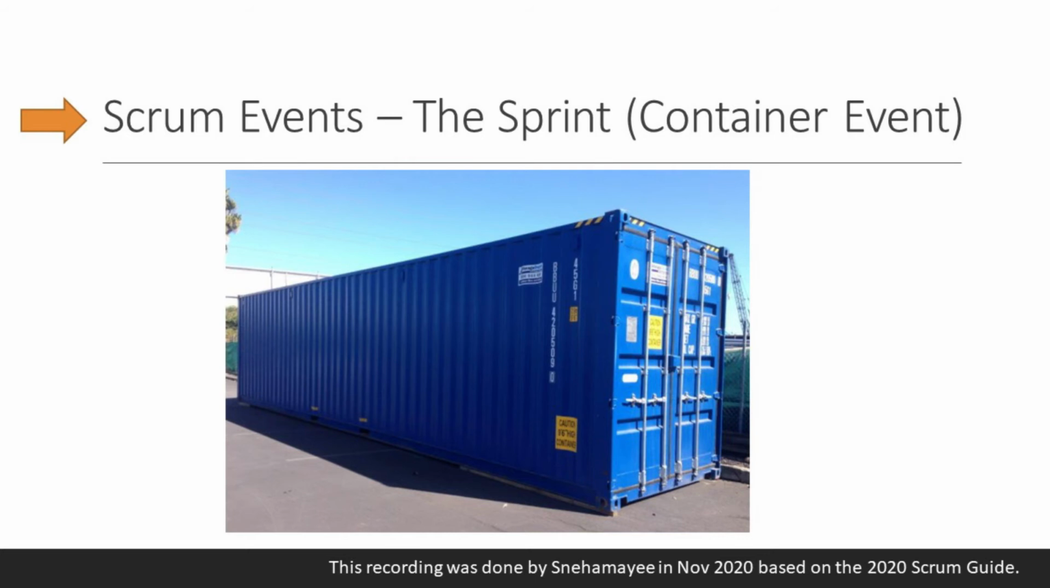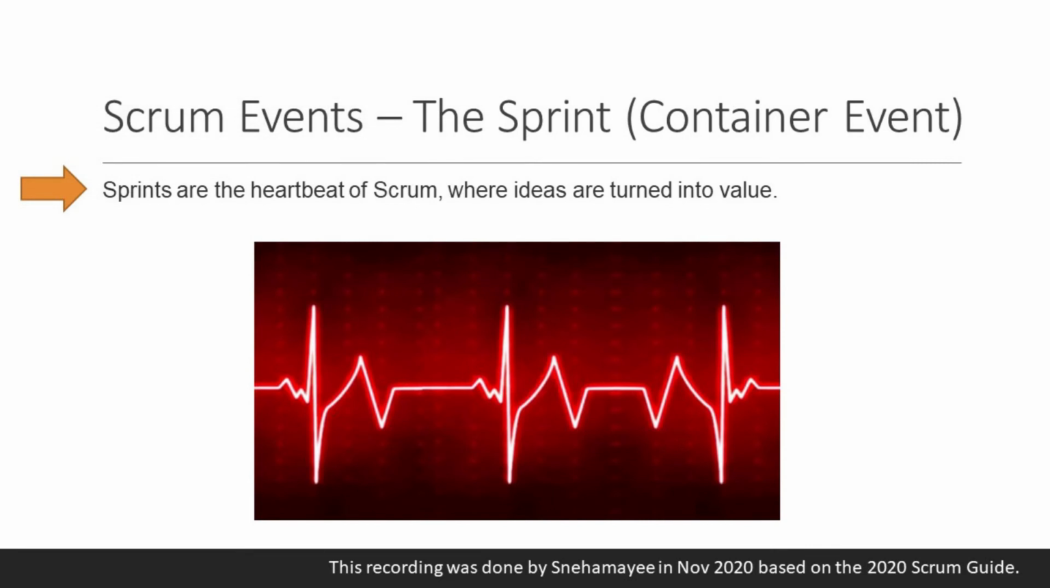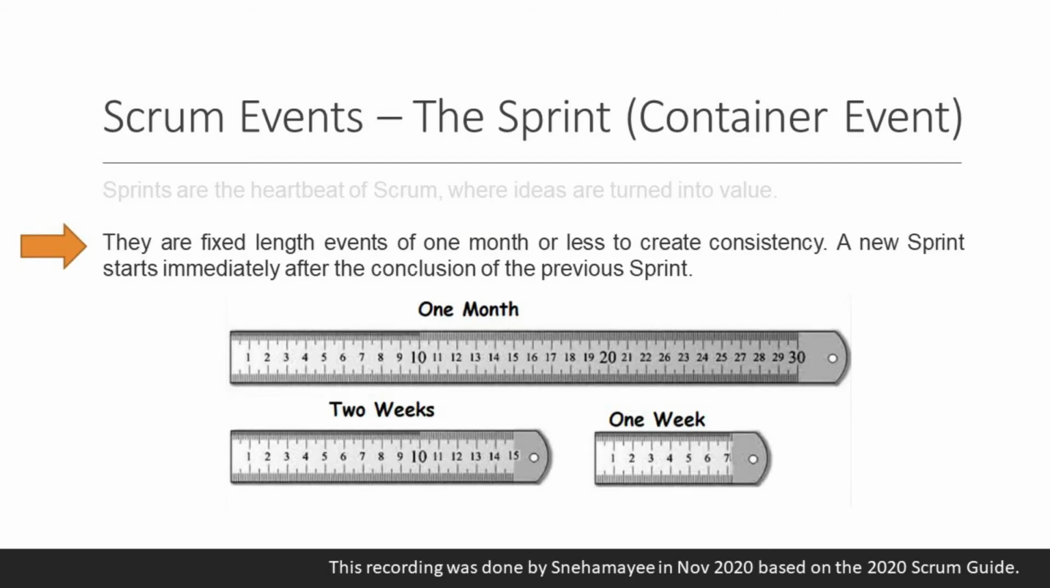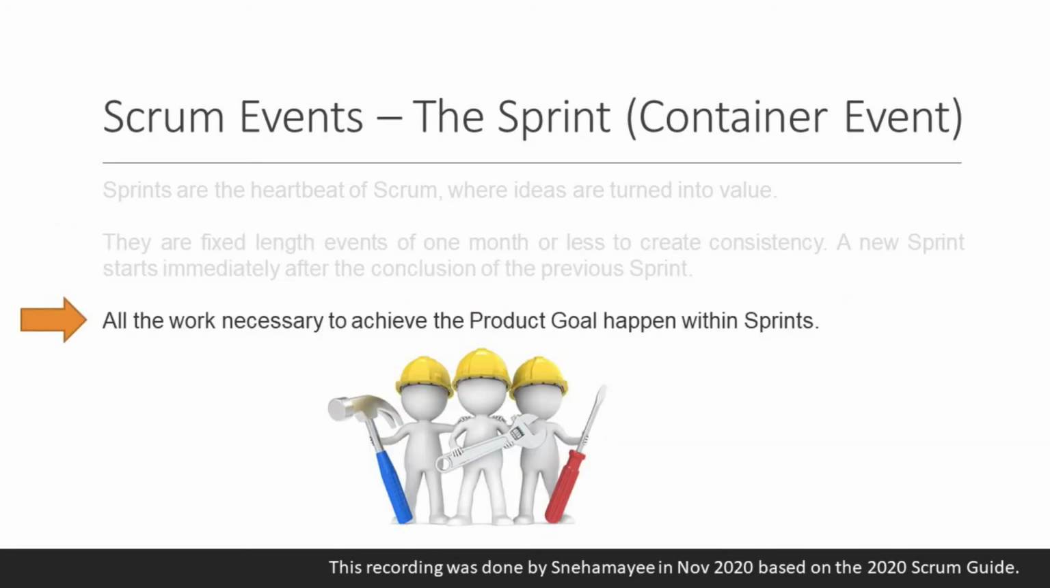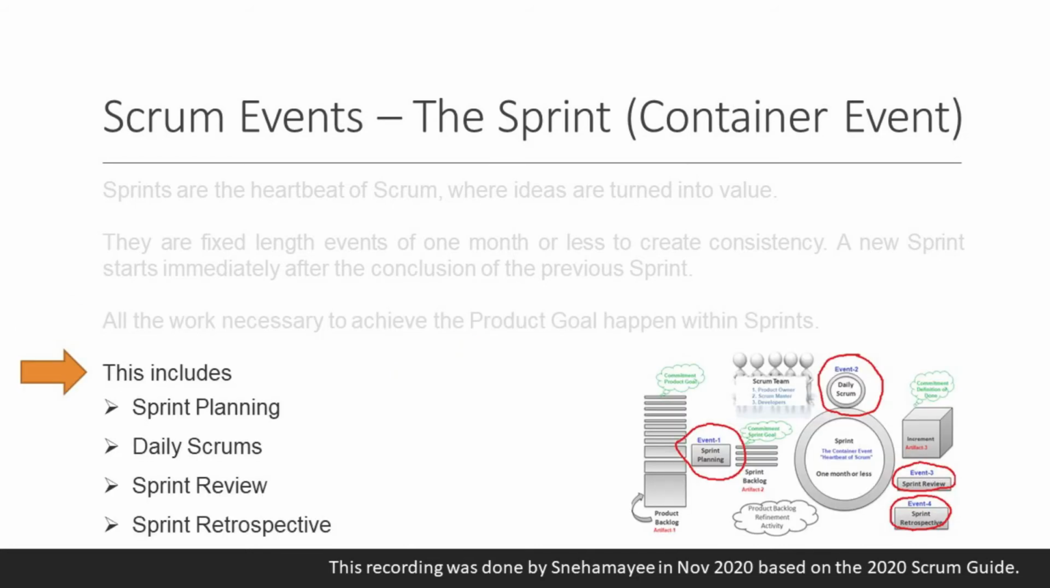Scrum events, the sprint, the container event. Sprints are the heartbeat of Scrum, where ideas are turned into value. They are fixed length events of 1 month or less to create consistency. A new sprint starts immediately after the conclusion of the previous sprint. All the work necessary to achieve the product goal happens within sprints. This includes sprint planning, daily scrums, sprint review, and sprint retrospective.